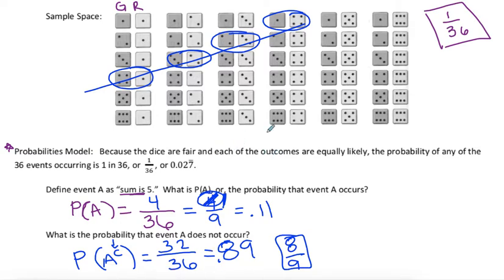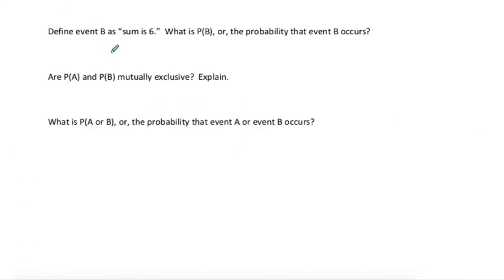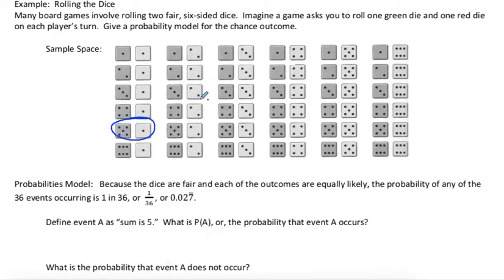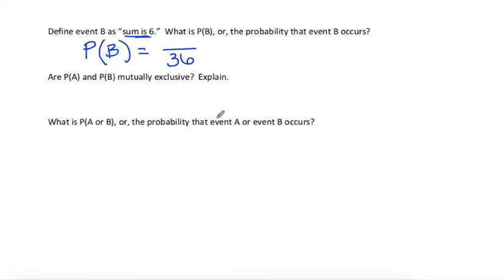I've corrected that. All right, on our next part, it says define event B as sum is 6. So what's the probability of B, sum is 6? Or what is the probability that event B occurs? Out of our 36 options, if we look at sum of 6, now we're on this diagonal: 3 and 3, 2 and 4, 1 and 5. Now there's 5 options out of 36 that will make a sum of 6. And so this one is more likely to occur, at about 14%.